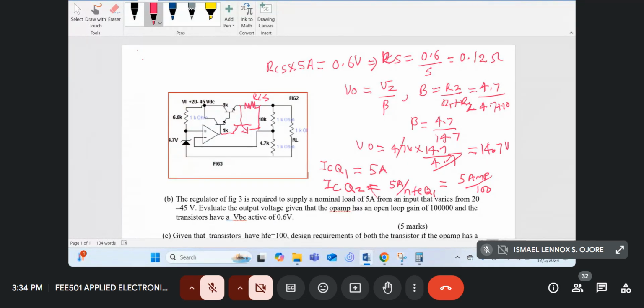Okay, for those of you who are there, go and try this problem.